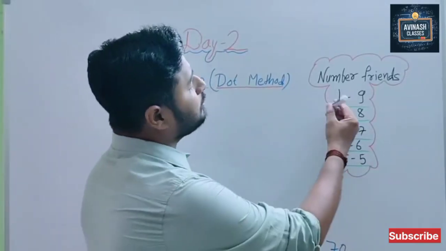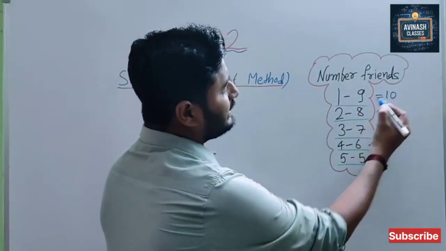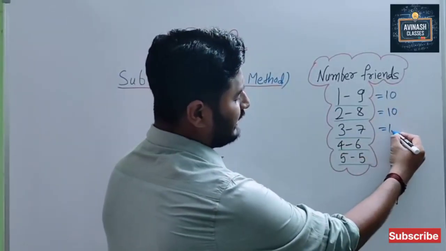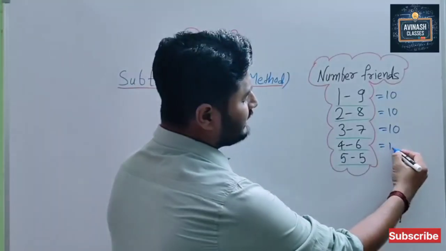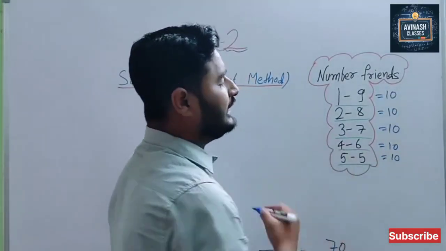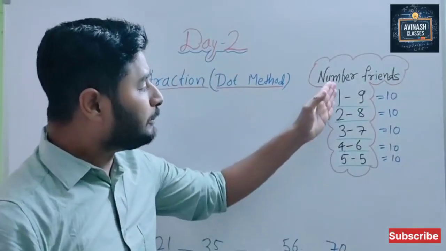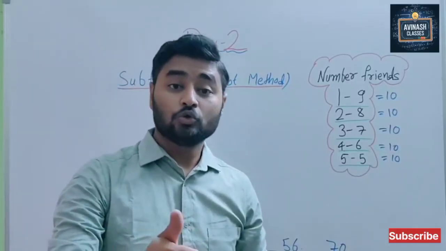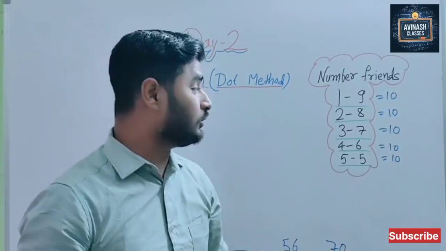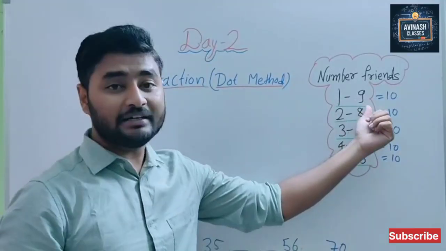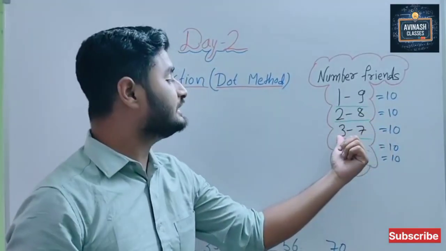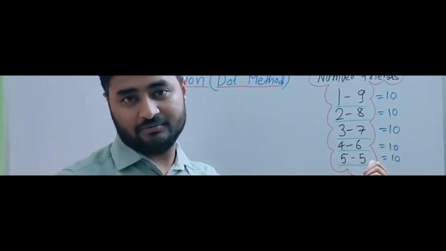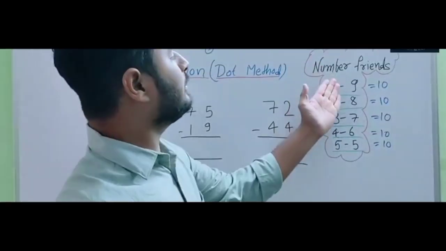Now sir, why are these called friend numbers? See, when we add 1 plus 9, what do you get? 10. 2 plus 8, 10. 3 plus 7, again 10. 4 plus 6, again 10. And 5 plus 5, again 10. So after adding, when we get 10, that number is known as a friend number. Friendship is very important. So we have to learn 1 friend 9, 2 friend 8, 3 friend 7, 4 friend 6, and 5 friend 5.